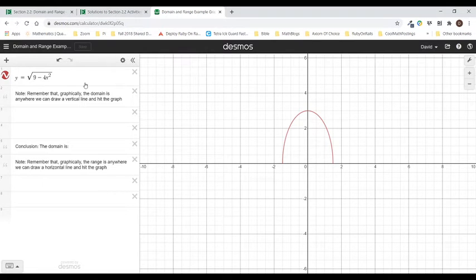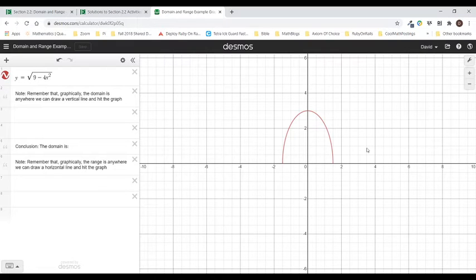In this problem, what they're asking us to do is to look at the function y equals the square root of 9 minus 4x squared and find the domain and range graphically. So I went over to Desmos. You can see I typed in y equals the square root of 9 minus 4x squared, and you can actually see the top half of an ellipse.